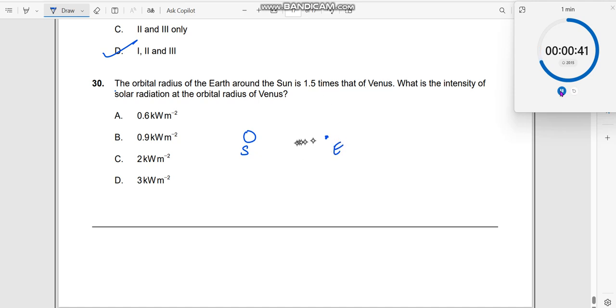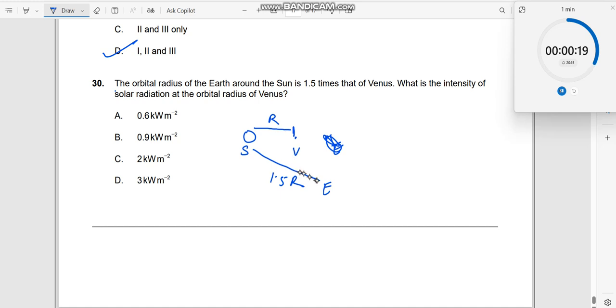That means Venus is somewhere over here. This is your R, and Earth is somewhere farther away from here. Let me write Earth here. Earth is somewhere over here, 1.5 times R. So then, what is the intensity of solar radiation on the orbital radius of Venus? What is the intensity on Venus?